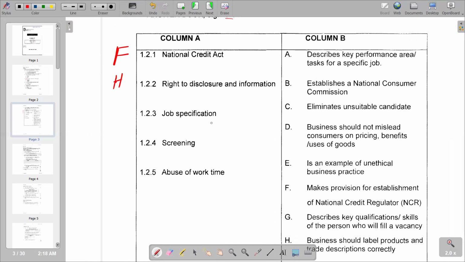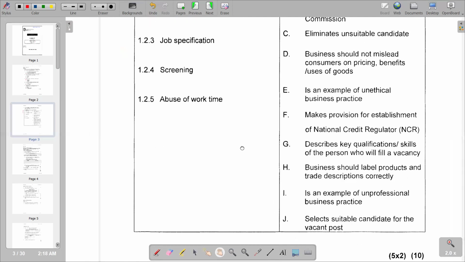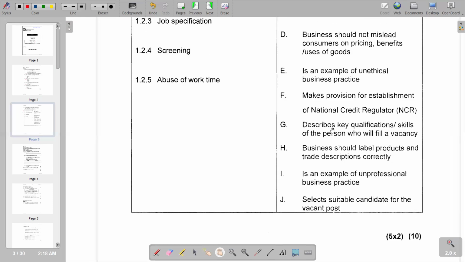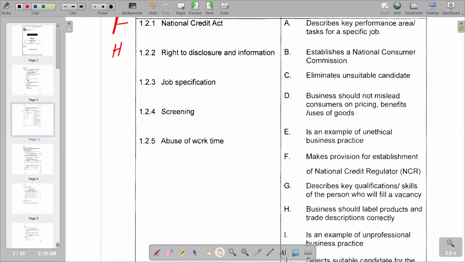Then we go to job specification. Basically, we are trying to match the qualifications, what is required in terms of a job that we have. So we try to see which matches our job specification according to the responses there. If you go to G, it says it describes key qualifications or skills of the person who will fill a vacancy. So we have G as our correct response.